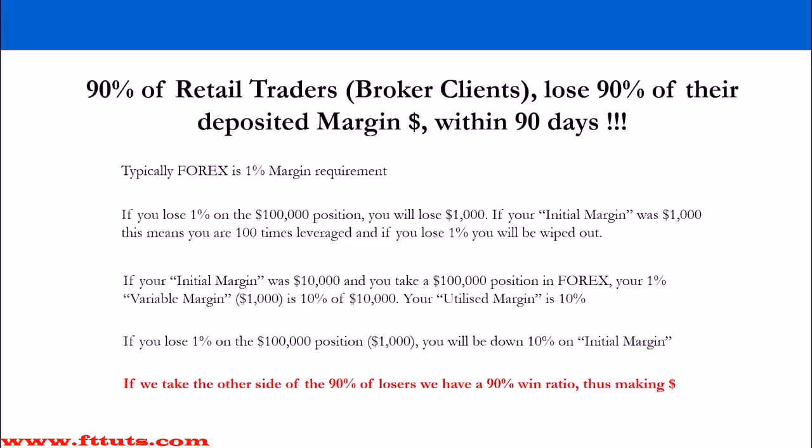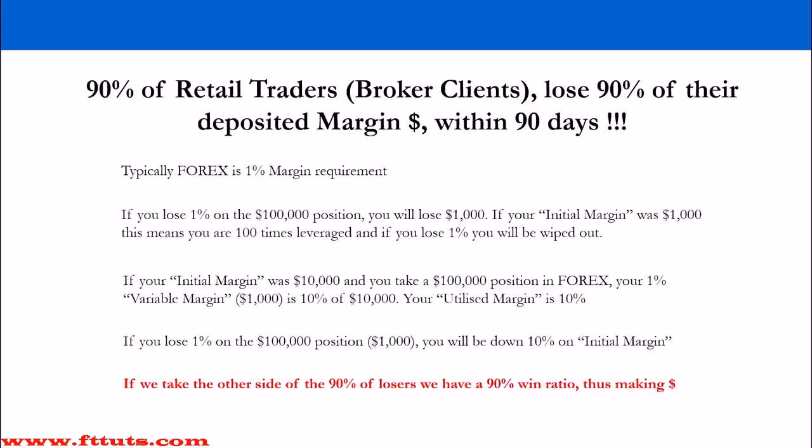So if you start to lose 3%, 4%, you basically receive a phone call or email from the broker asking you to deposit more money. That call is termed in the industry as a margin call. So on this $100,000, what happens is if you do lose 1% on the $100,000 position, the exposure that you have is $100,000, you will be down 10% on your initial margin because you've lost $1,000 of the $10,000.